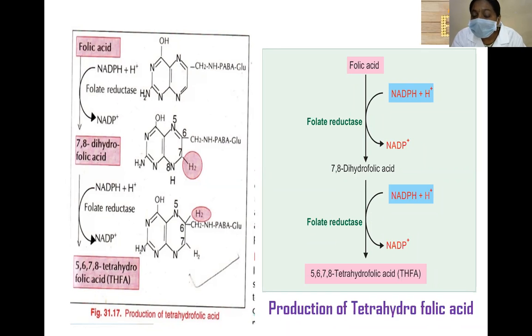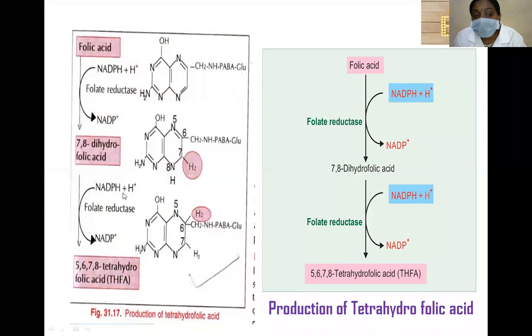The active form of folic acid is tetrahydrofolic acid. It is synthesized in the presence of the enzyme dihydrofolate reductase. The reducing equivalents are 2 moles of NADPH, and the hydrogen atoms are added at the 5, 6, 7, 8 carbon atoms, finally forming 5,6,7,8 tetrahydrofolic acid.